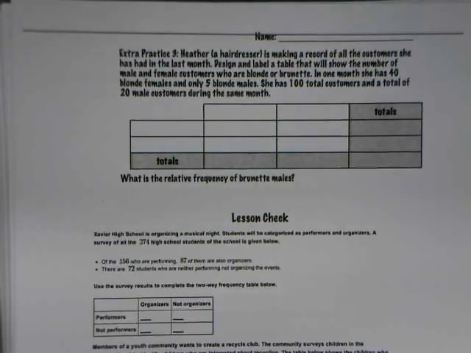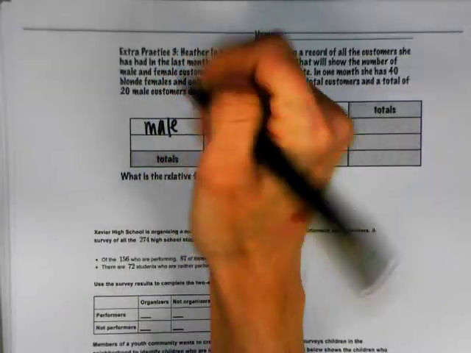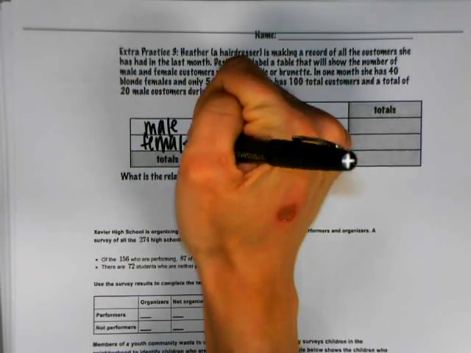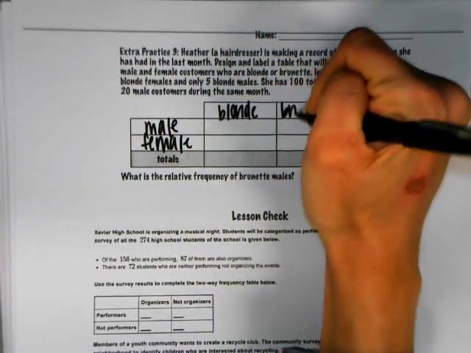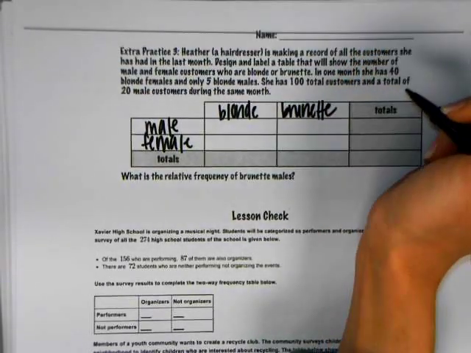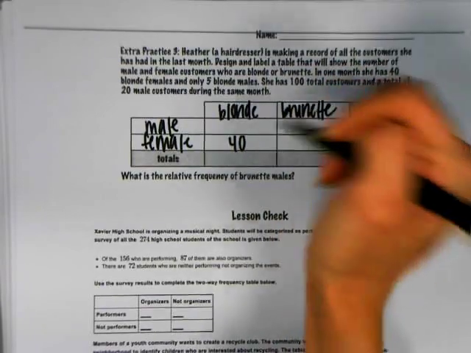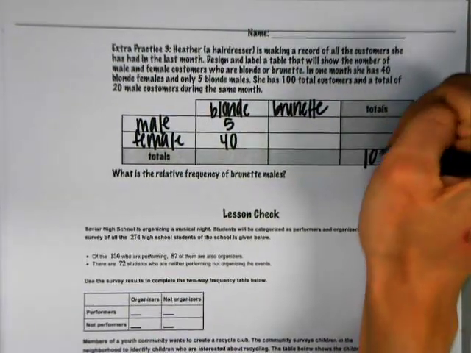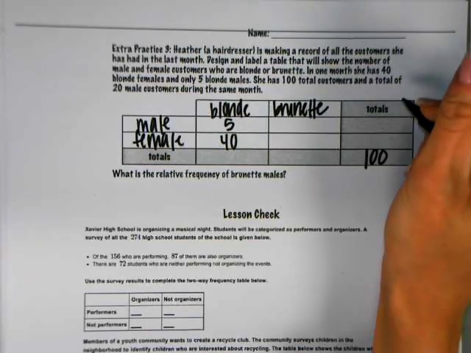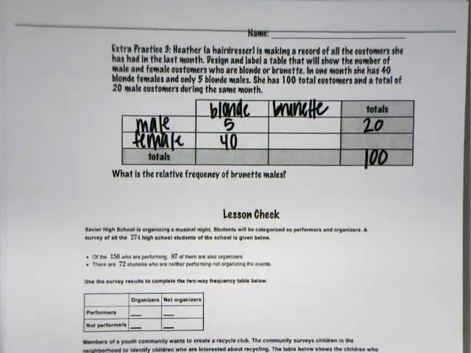Okay. So this one, you have male and female. If you put male and female up top and blonde and brunette on the side, that's fine. Doesn't matter. All right, it says she has 40 blonde females. So for blonde females, 40. 5 blonde males. 100 total, so that's going to be in the corner. A total of 20 male customers, so the male row would be 20. So those are the ones they gave you.